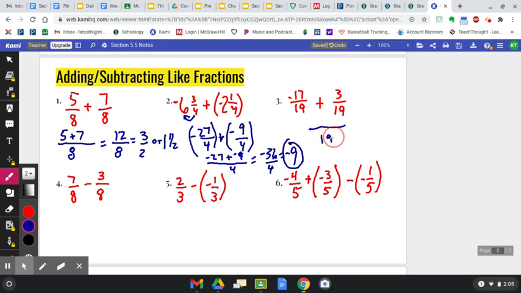Here, 19 is my common denominator. I have -17, +3. Right? Now, these are opposites, right? This is a -17, and this is a +3. So opposite signs we subtract. 17 minus 3 is 14. But the 17 is larger, so I have to keep that a negative sign, right? And that is -14 over 19, right?